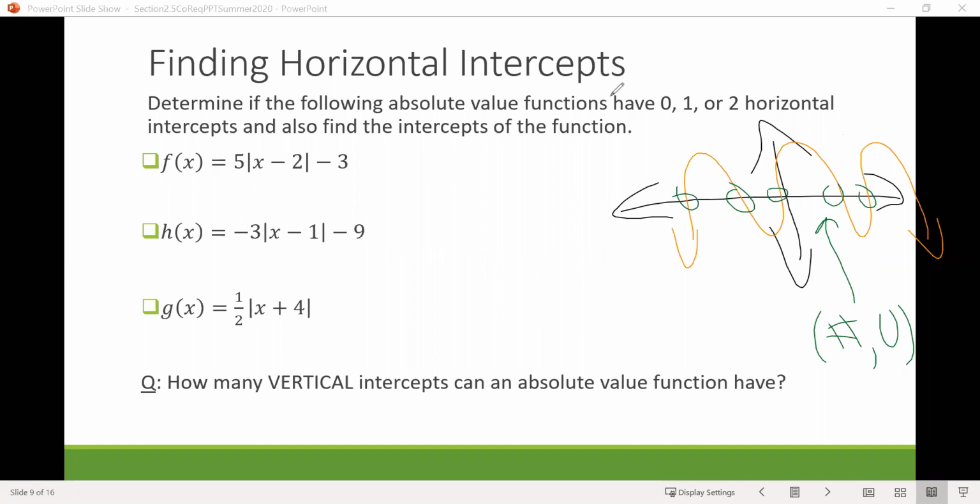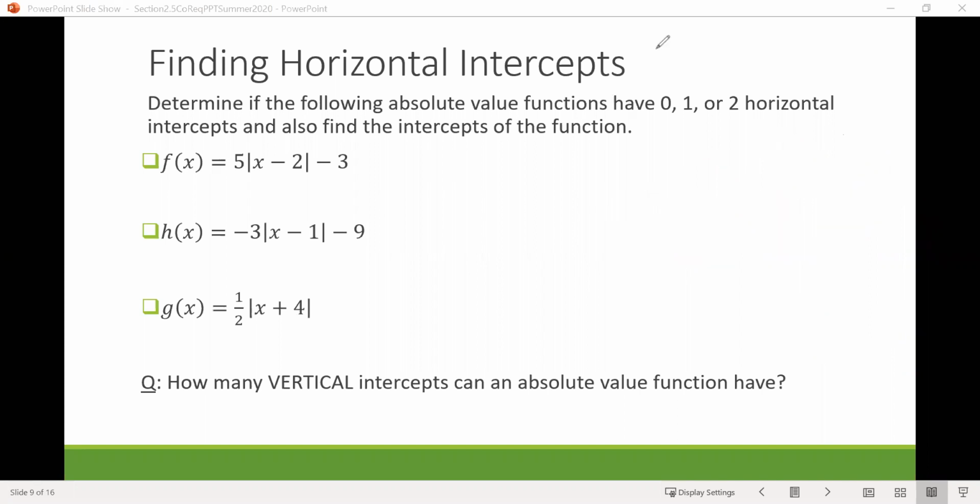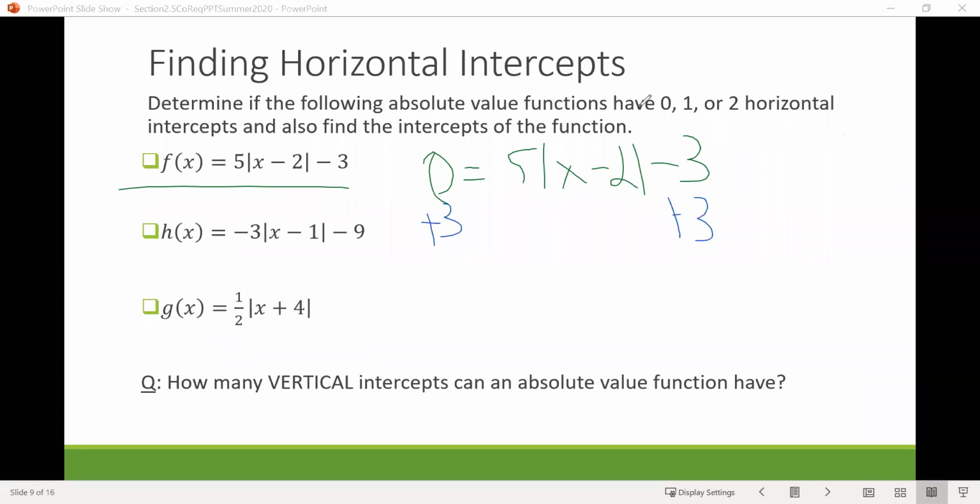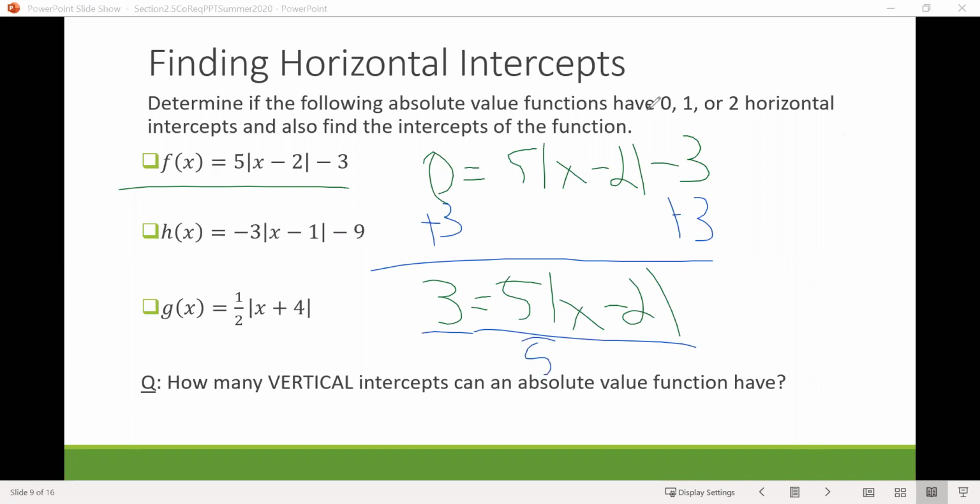So based on that, what we need to do with each of these functions to find the horizontal intercepts, or to find the coordinates, is to set them each equal to 0, right? So we'll take the first one here. We'll say 0 equals 5 times the absolute value of x minus 2, minus 3. Isolate the absolute value there, so add 3 to both sides. So we end up with 3 equals 5 times the absolute value of x minus 2. Divide by 5 on both sides.